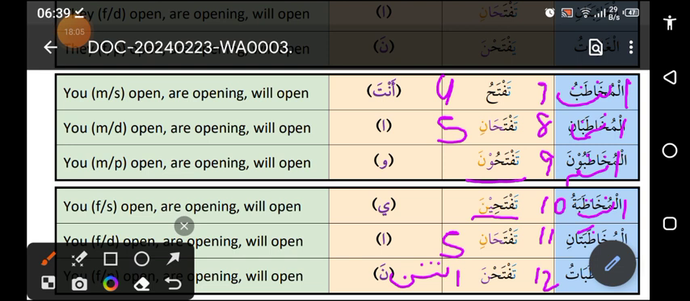So anta taftahu, antuma taftahani, antum taftahuna, anti taftahina, antuma taftahani, antunna taftahunna. We need to practice this many times, at least 20 to 30 to 40 to 50 times. Okay, then inshallah it will make everything easy for you.